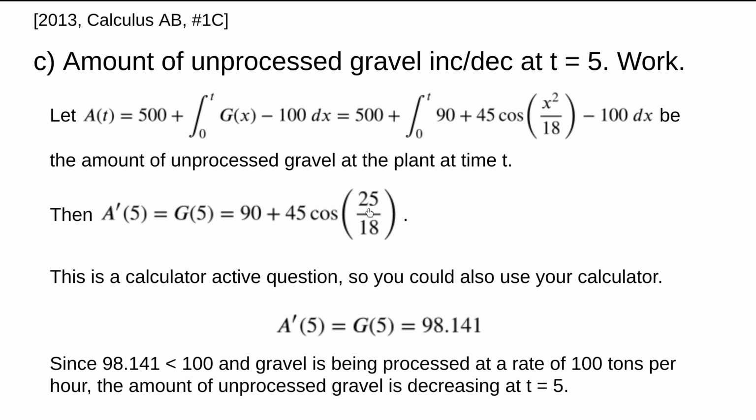Now, since the plant is already processing gravel at a rate of 100 tons per hour, and unprocessed gravel is only showing up at a rate of 98.141 tons at this time, that is less than the rate at which the plant is processing the gravel. So at t equals 5, the amount of unprocessed gravel will be decreasing because it's being processed at a faster rate than it's being delivered.